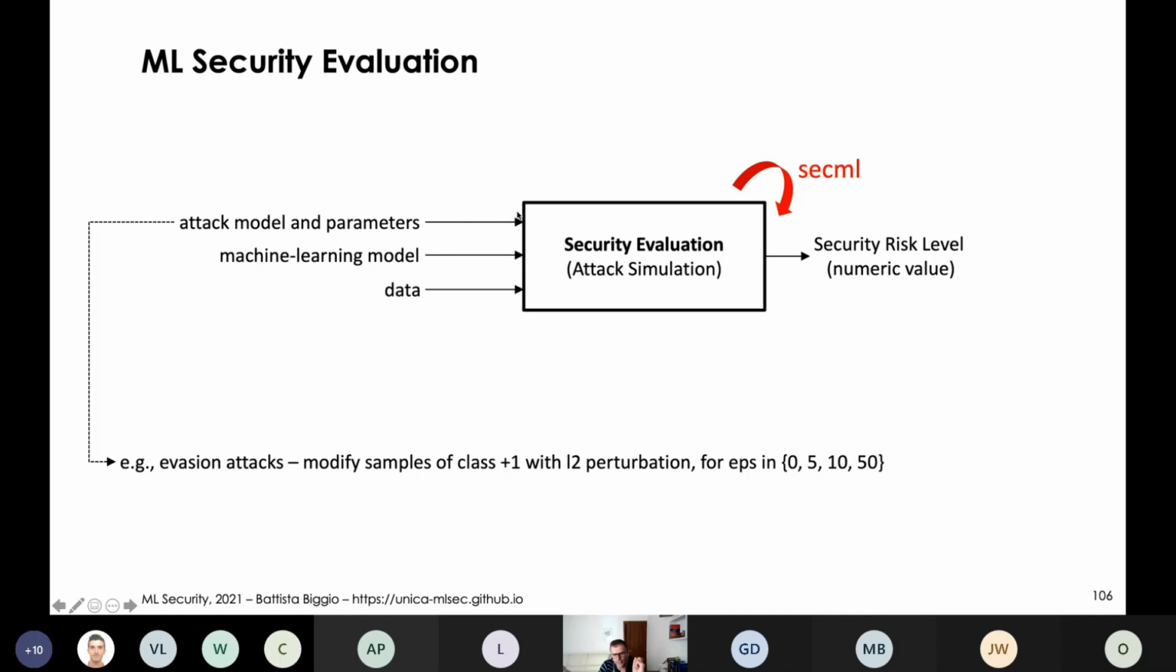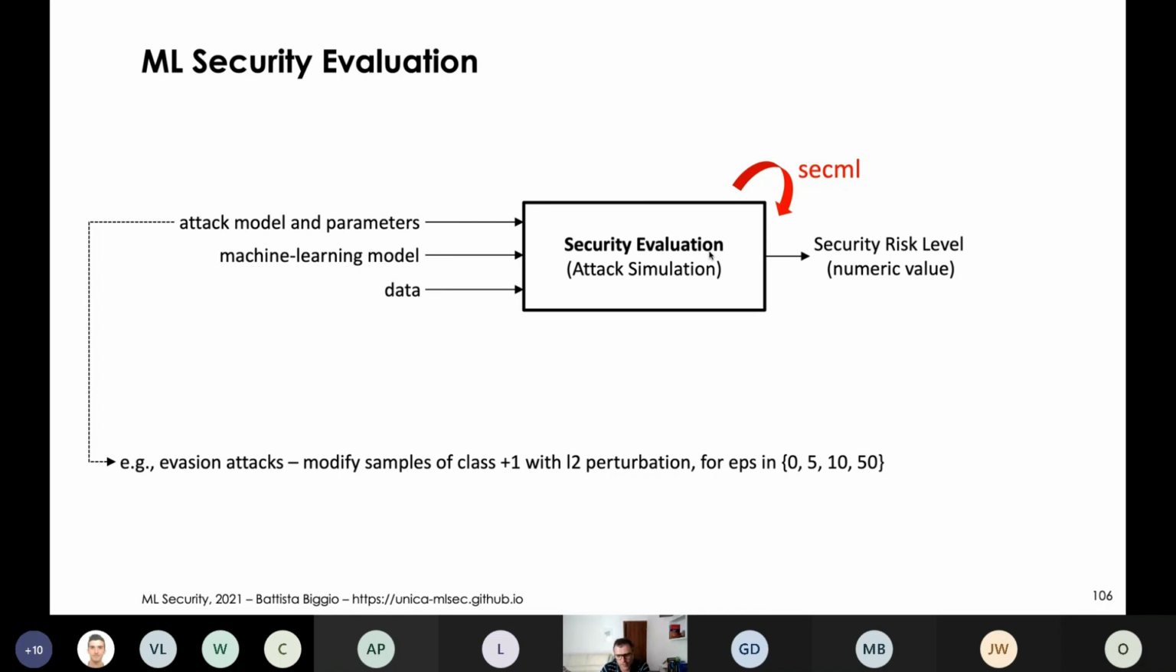Okay, so imagine that now this is your container. For instance, this could be a Docker container, and this could be an API, which you can call. And the output of this container could be, or is, the security risk level as a numerical value.